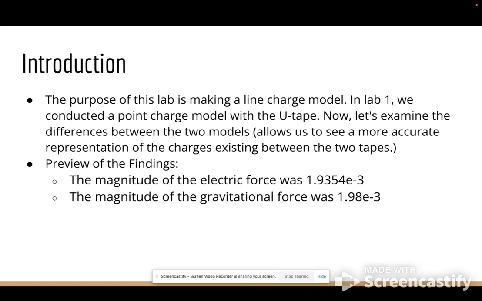This is a preview of the findings. The magnitude of the electrical force was 1.93 to the negative third. The magnitude of the gravitational force was 1.98 to the negative third.